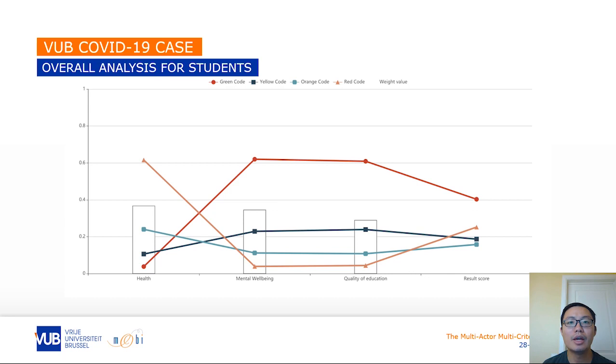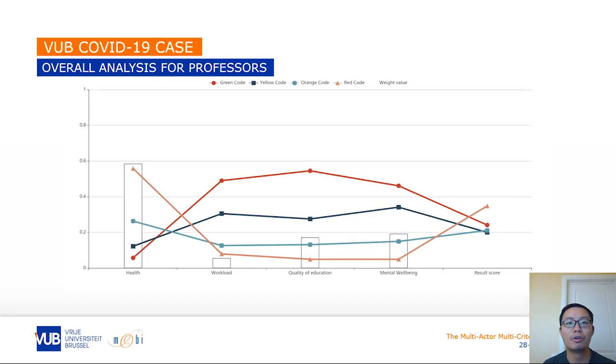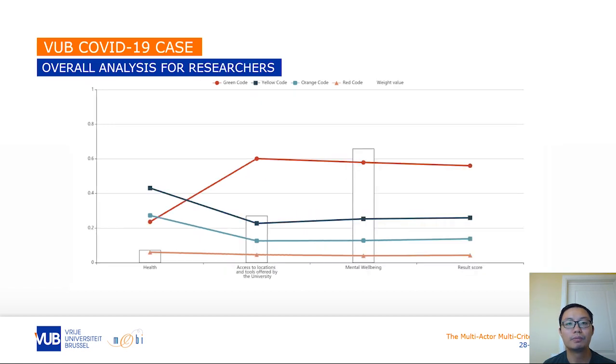We can see that the students allocate health and mental well-being a higher weight than quality of education, but overall the weights are similar. In the end, the best scenario for the students is the green code, as they gave a very high score on mental well-being and quality of education. For the professor group, stakeholders give a very high priority to the criterion health, which leads to the final result preferring the best scenario for health guarantee, the red code.